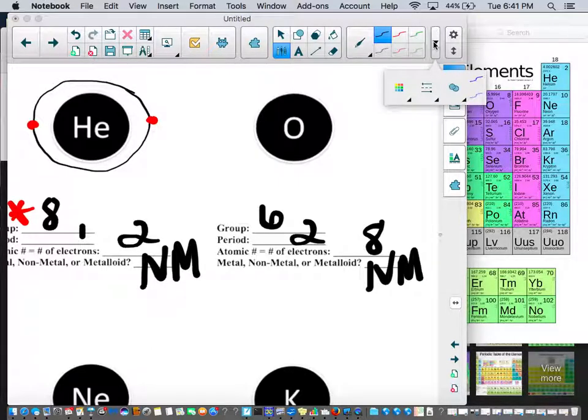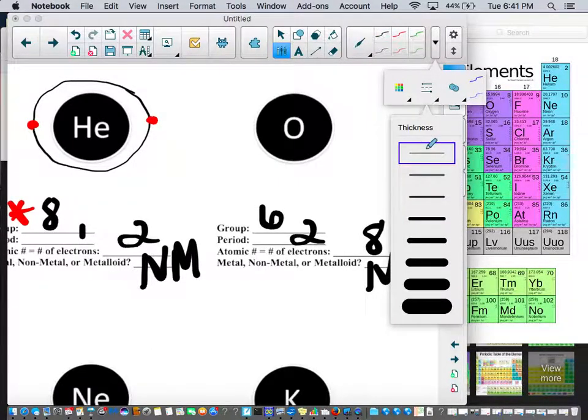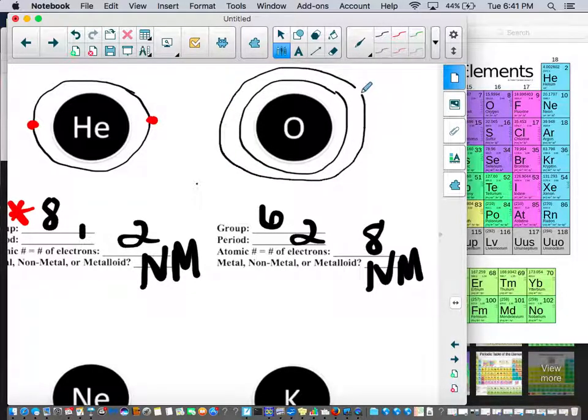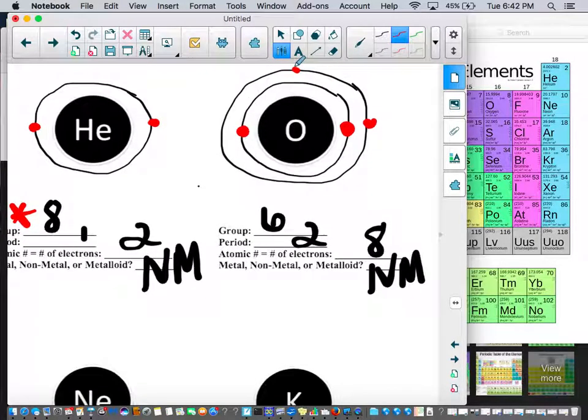Okay, so let's start off with our period. It has 2 orbits. 1, 2. It has 8 total electrons, 2 only on the first shell. So 8 minus 2, I have 6 to go. So 1, 2, 3, 4. Okay, now that I'm up to 4, I'm going to start pairing them up.